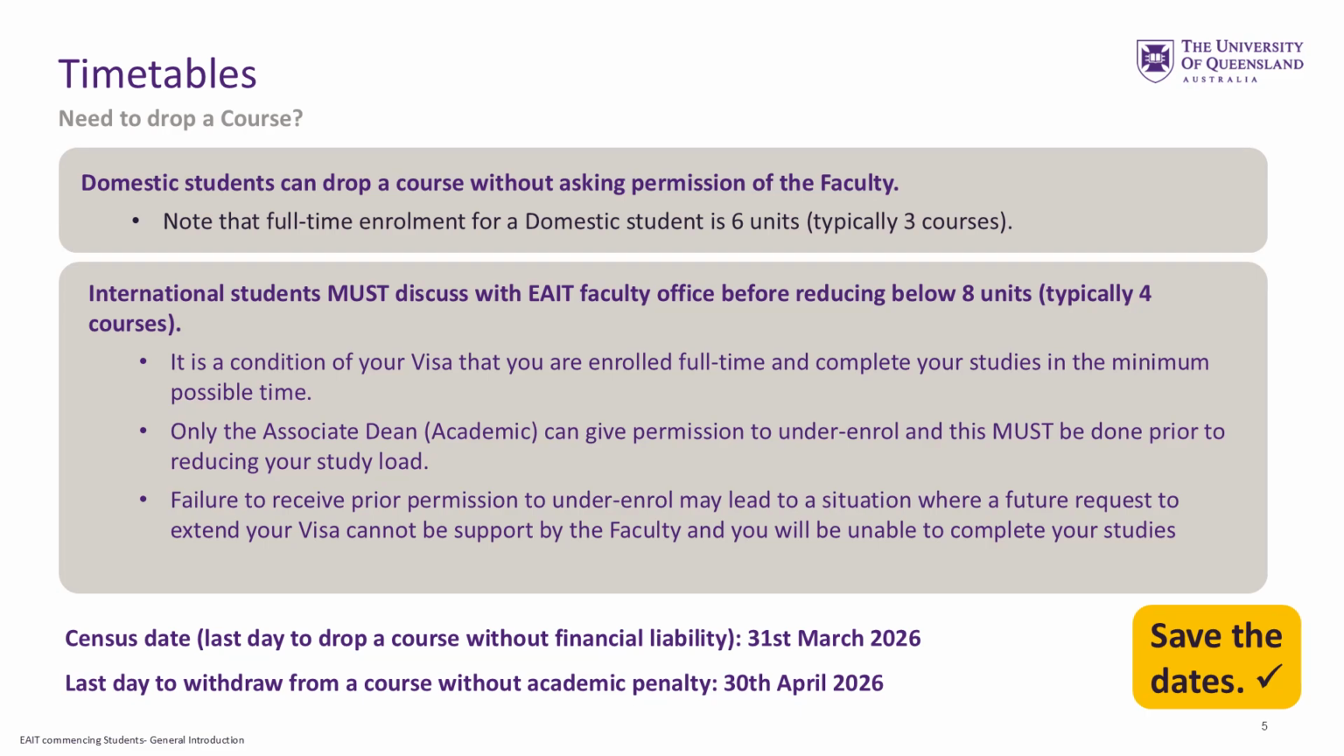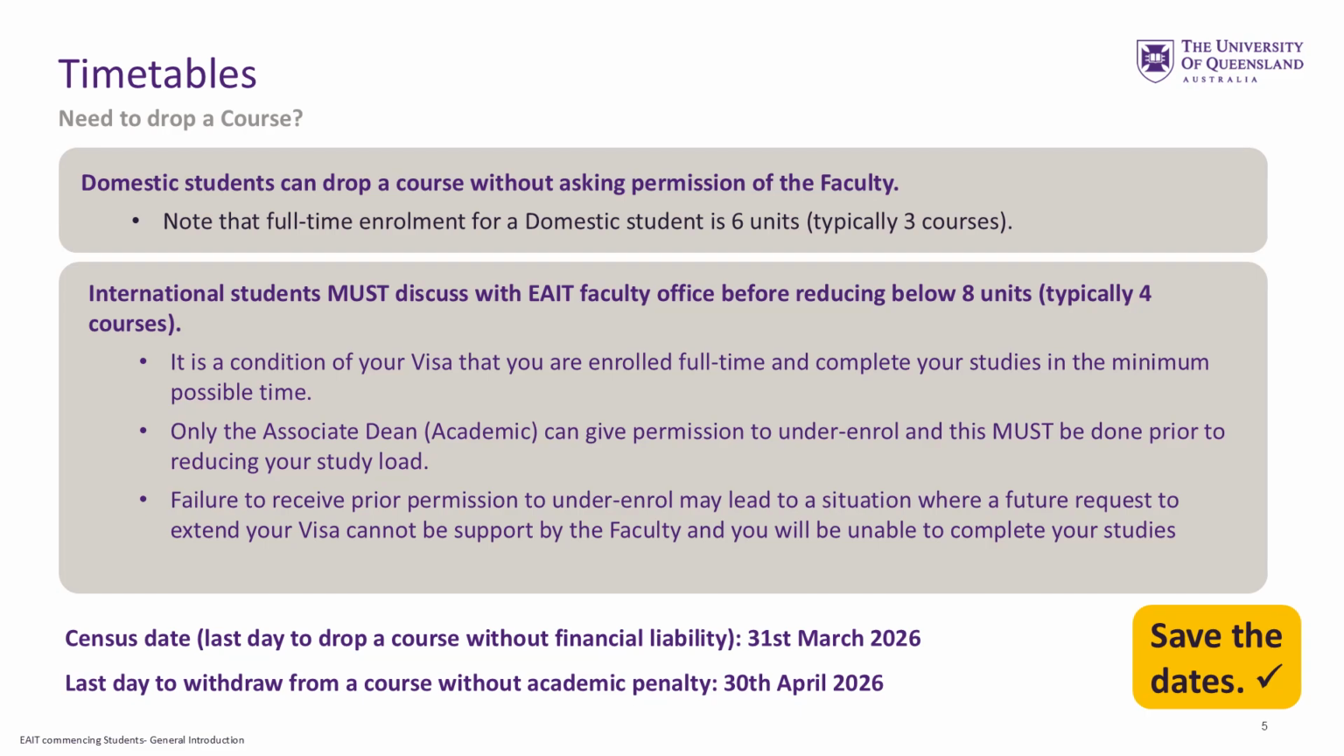If you need to drop a course, well, domestic students can drop a course without asking permission of the faculty. It's important to note that for a domestic student, 6 units or 3 courses is considered full-time enrolment. International students must discuss with faculty office before reducing your study load below 8 units, or typically 4 courses. It's a condition of your visa for international students that you are enrolled full-time with 8 units of study, and you are required to complete your studies in the minimum possible time.